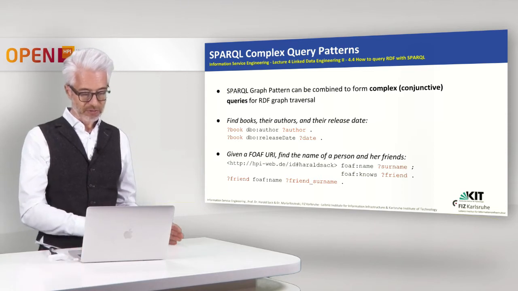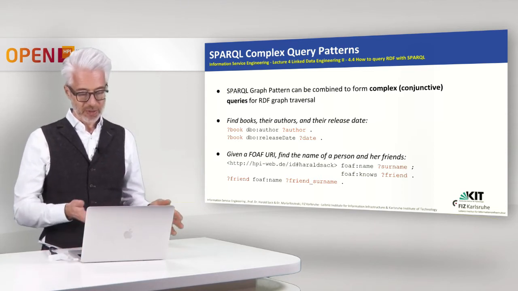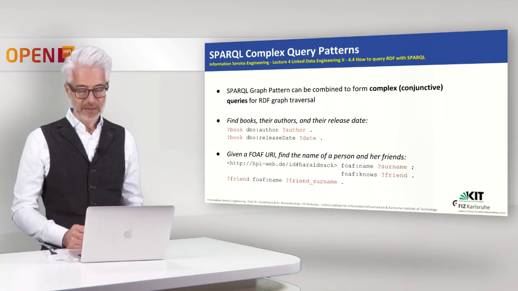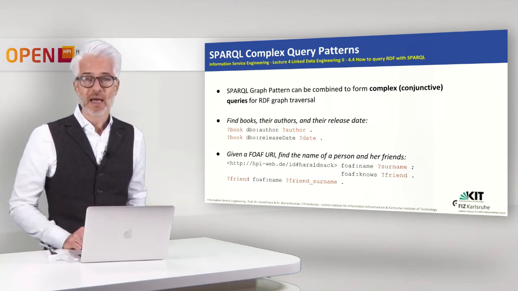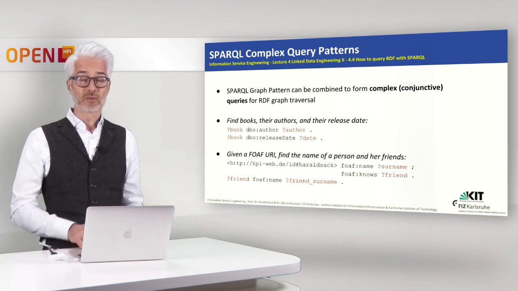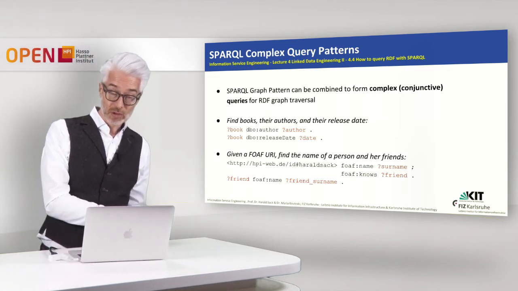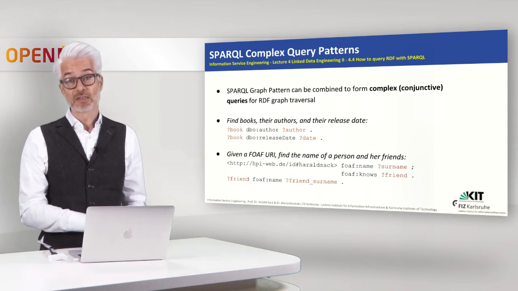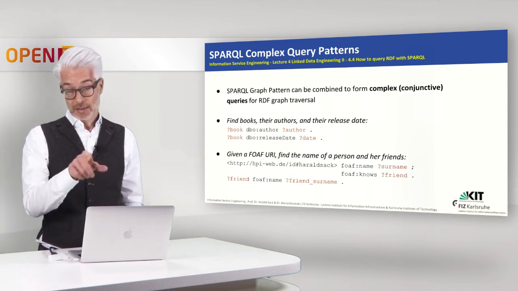Okay, we have this FOAF URI. Here we have HTTP, hpi web.de, and then there is an ID, which is my ID. Then we use the FOAF vocabulary to find out what the name is. So we say property FOAF name should be there, and then we have a variable surname. And you see, again, this is Turtle.